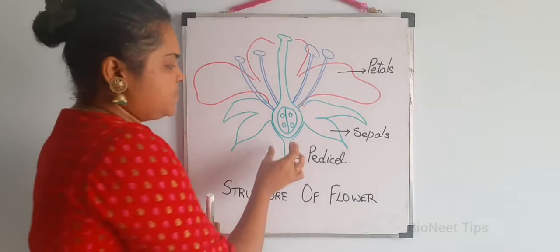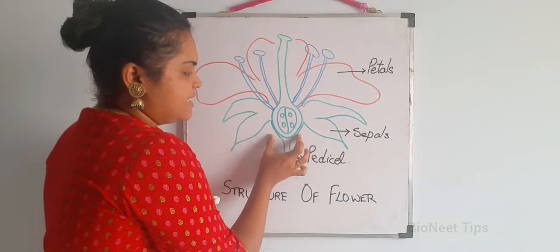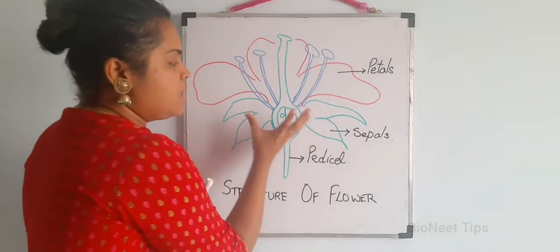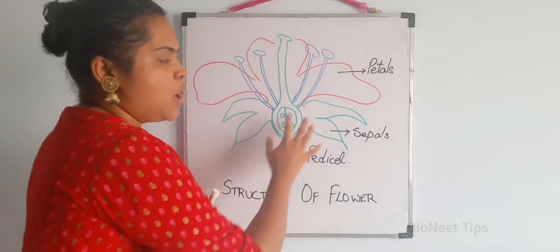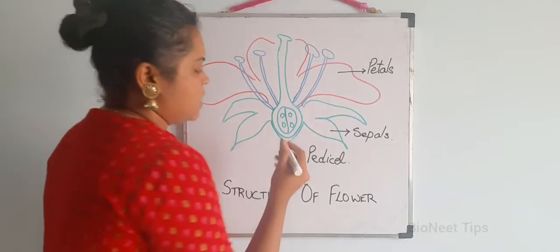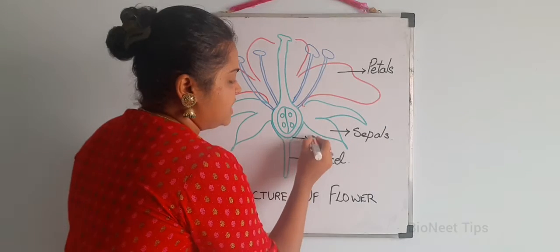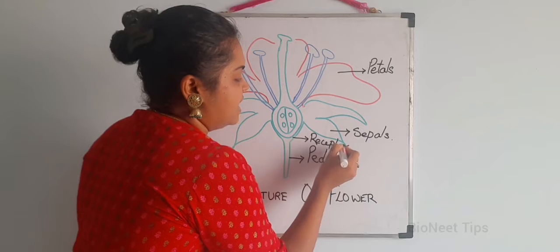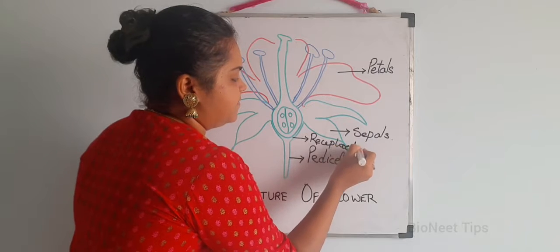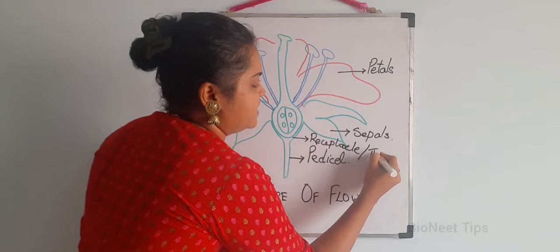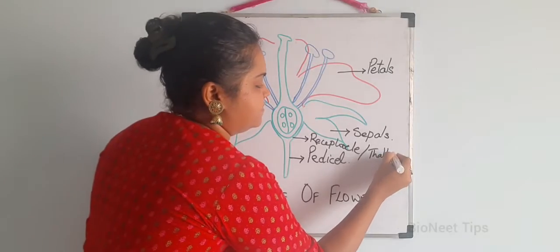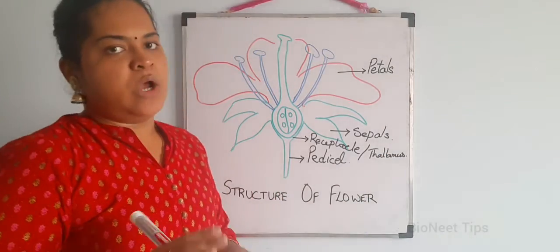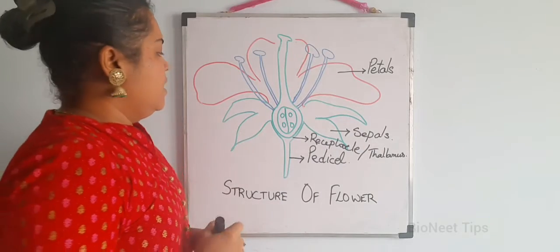Now, can you see the structure where it is slightly bulged? That part which holds all the other parts of the flower is called the receptacle, or we also call it the thalamus. We either call it receptacle or thalamus.